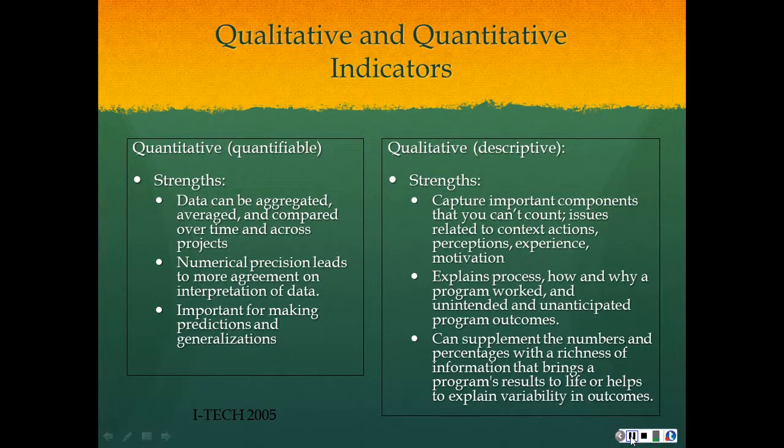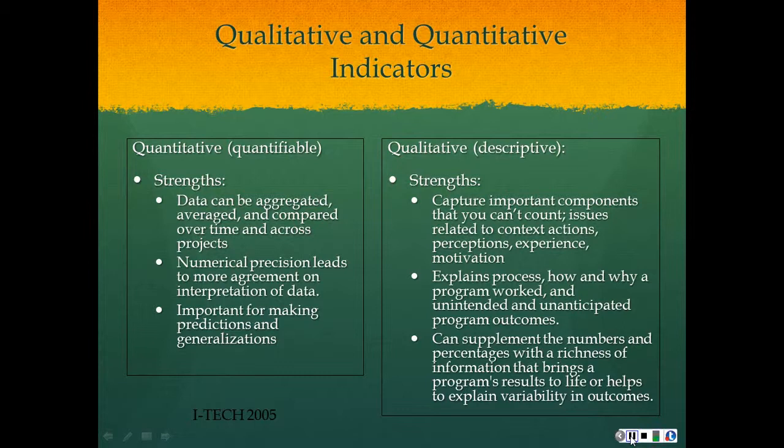Qualitative indicators are more descriptive. They capture things you cannot count, like those happy faces, issues related to context, perceptions, experience, and motivation. And these are all very important things in the human services. Qualitative indicators can explain the process, how or why a program worked, or unintended and unanticipated outcomes. They supplement the numbers and percentages with much deeper and richer information that brings to life the outcomes.